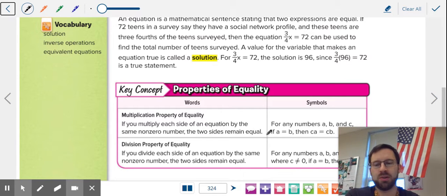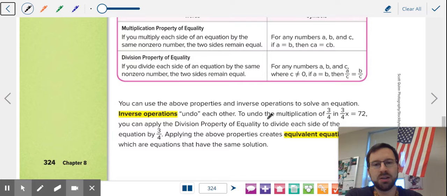Okay, so we're going to use those properties of equality to help us balance the equation because we know it's equal on both sides. And as long as we keep it balanced, we can get rid of numbers to get the variable by itself. So that's the basic principle of solving any equation.